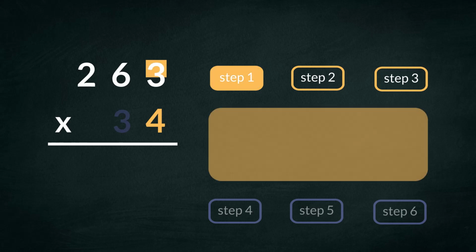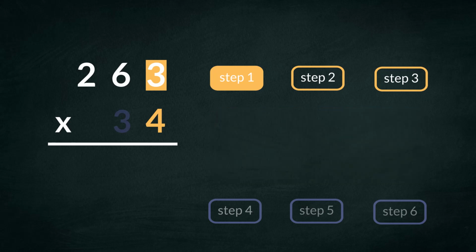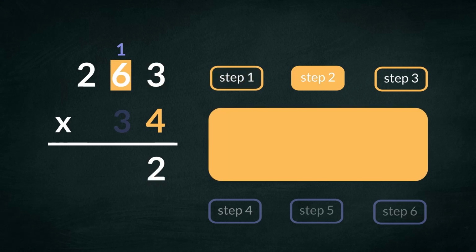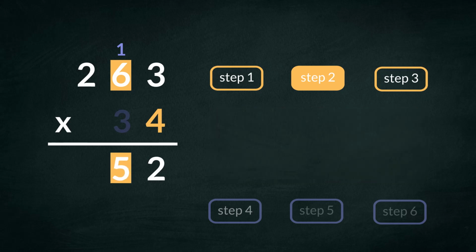All right, in step 1, we have 4 times 3 equals 12. Do you remember what we do when the result is a two-digit number? That's right, we'll keep 2 here and carry 1 to the next higher place value column. Next up, step 2. 4 times 6 equals 24. We need to add the 1 that we just carried over to make 25. Just like in step 1, we carry 2 to the next column.